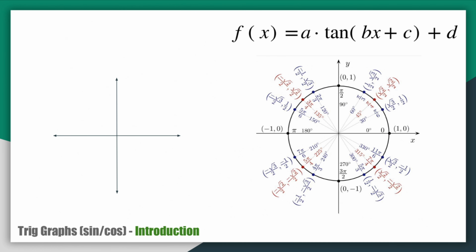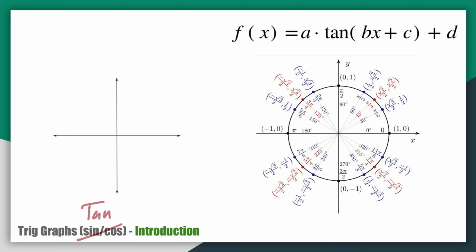Okay, so let's introduce our tangent function. Everything looks very similar. You have your A value for your stretch and your compression. You have your B value. You have your C value for the phase shift, and the B value does also change what the period is. And you have your D value for the vertical shift. So everything is looking very similar. Let's find out how this is going to be a little bit different.